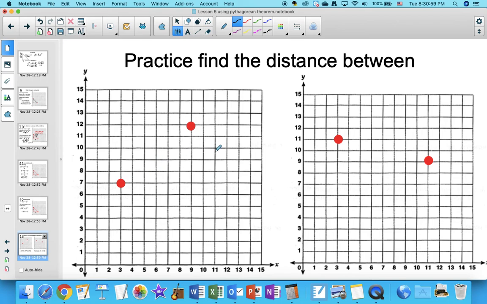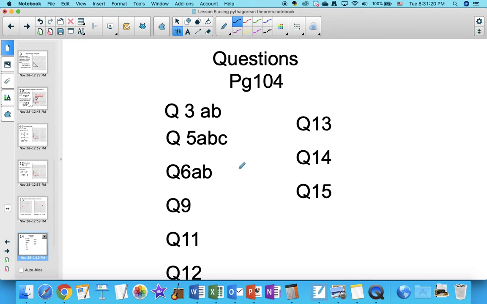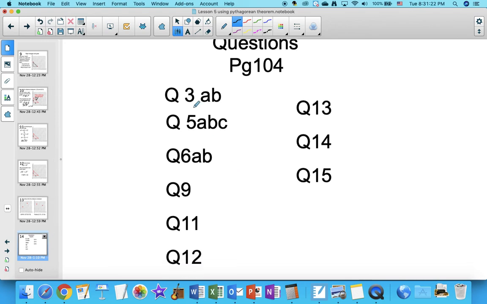So on your own, try and solve these questions. This one might be a little bit tricky, because it's kind of flat, but you can absolutely solve it. Try these questions, draw it on a grid, and you have the points 3 and 7, 9 and 12, 3 and 11, and 11 and 9. So practice questions 3, 5, 6, 9, 11, 12, 13, 14, 15, page 104.